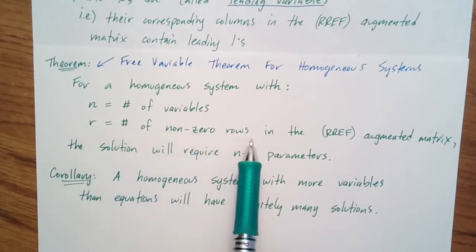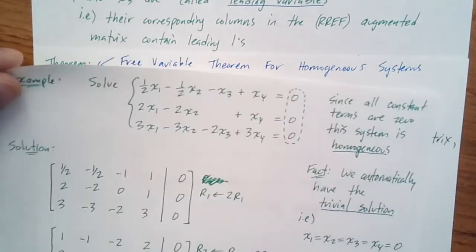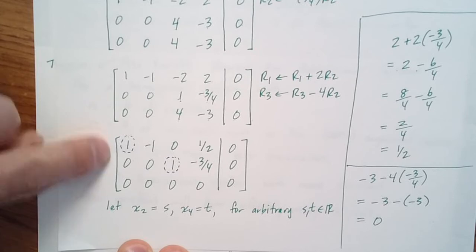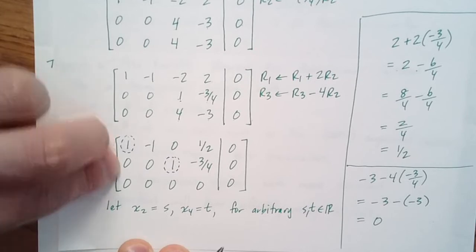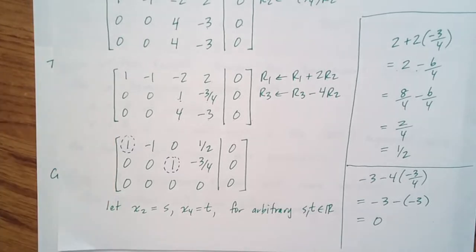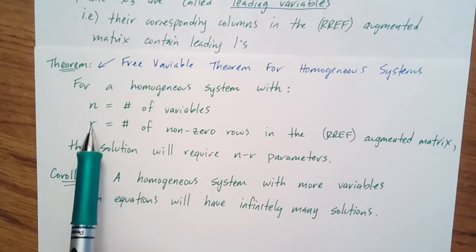Well, remember that the number of non-zero rows in the reduced row echelon form matrix can certainly be no larger than the number of equations in the system. If I go back to this example, we had 3 equations, which means we had 3 rows total in the augmented matrix. So when we go down to reduced row echelon form, the number of equations is the total number of rows. At most, you're going to have as many non-zero rows in the reduced row echelon form augmented matrix as you had rows in total.